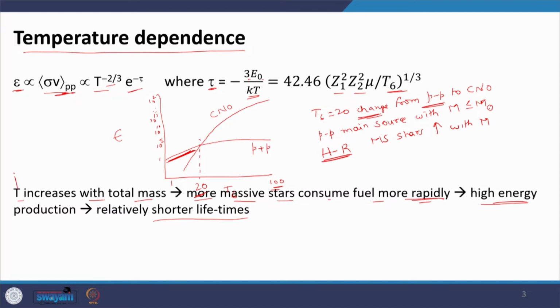So, this should highlight the relation between temperature, fuel consumption rate, energy production and lifetime. Four quantities are involved here. In this statement, number 1, temperature, number 2, mass, number 3, fuel consumption rate, number 4, energy production, actually 5 quantities, right, energy production and lifetime.